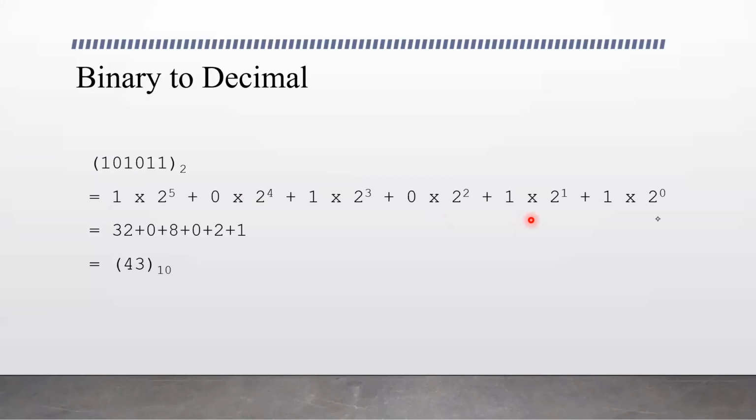Okay, so when you multiply this, 2 power 5 is 32, 1 into 32 is 32, and next is 0. Then again 1 into 2 power 3, 2 power 3 is 8. Okay, then 0 here, the next digit is 0. Then 1 into 2 power 1, that is 2, plus 1 into 2 power 0, it is 1. Okay, so when you add up, you get 43.